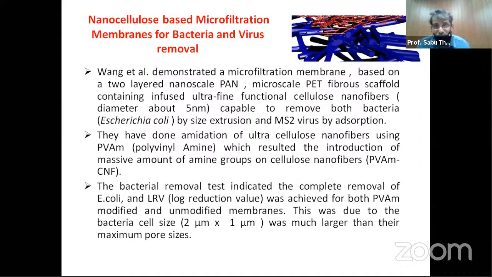If you have viruses like coronavirus, then you have to do a chemical treatment on the fiber surface. You know, the group has used a polyvinylamine group. That means you can put positive charge, amino group, on the surface of nanocellulose. All these viruses have a sort of shell of negative charge because of the protein coating. So these viruses will be held by this positively charged nanocellulose by electrostatic interaction. So this is one way of removing viruses. You treat nanocellulose with polyvinylamine, you put amino group, and viruses could be trapped by electrostatic interaction because the virus has a negative charge on the surface.